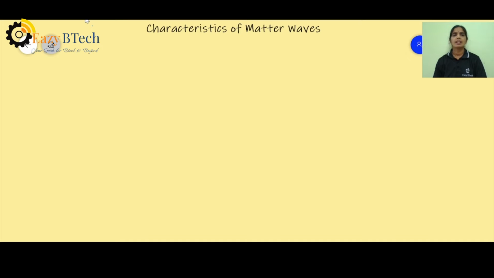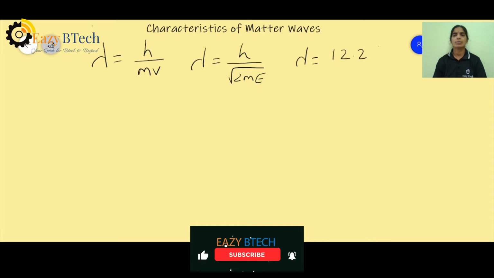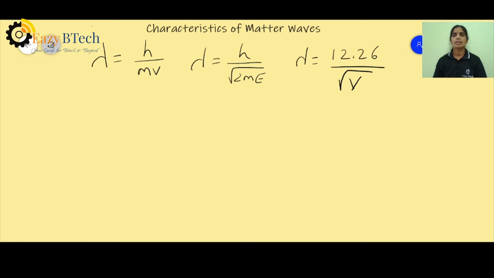In the last class, we saw de Broglie's wavelength, given as lambda equal to h by mv. We also expressed it as lambda equal to h by root of 2mE, where capital E represents the kinetic energy. And we also represented it as lambda equal to 12.26 by root V angstrom units, where V represents the potential, the voltage. Now using the equation lambda equal to h by mv, we can draw the characteristics of matter waves.